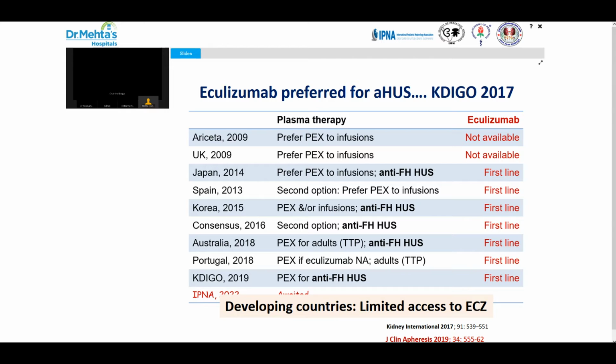There is a plan to have a new IPNA guideline, which should probably be coming up by 2022. But you're aware that our problem has been access to eculizumab, and clearly in most developing countries there is limited access. In fact, there is no access. So clearly, for us, the major form of therapy would still be plasma exchanges.